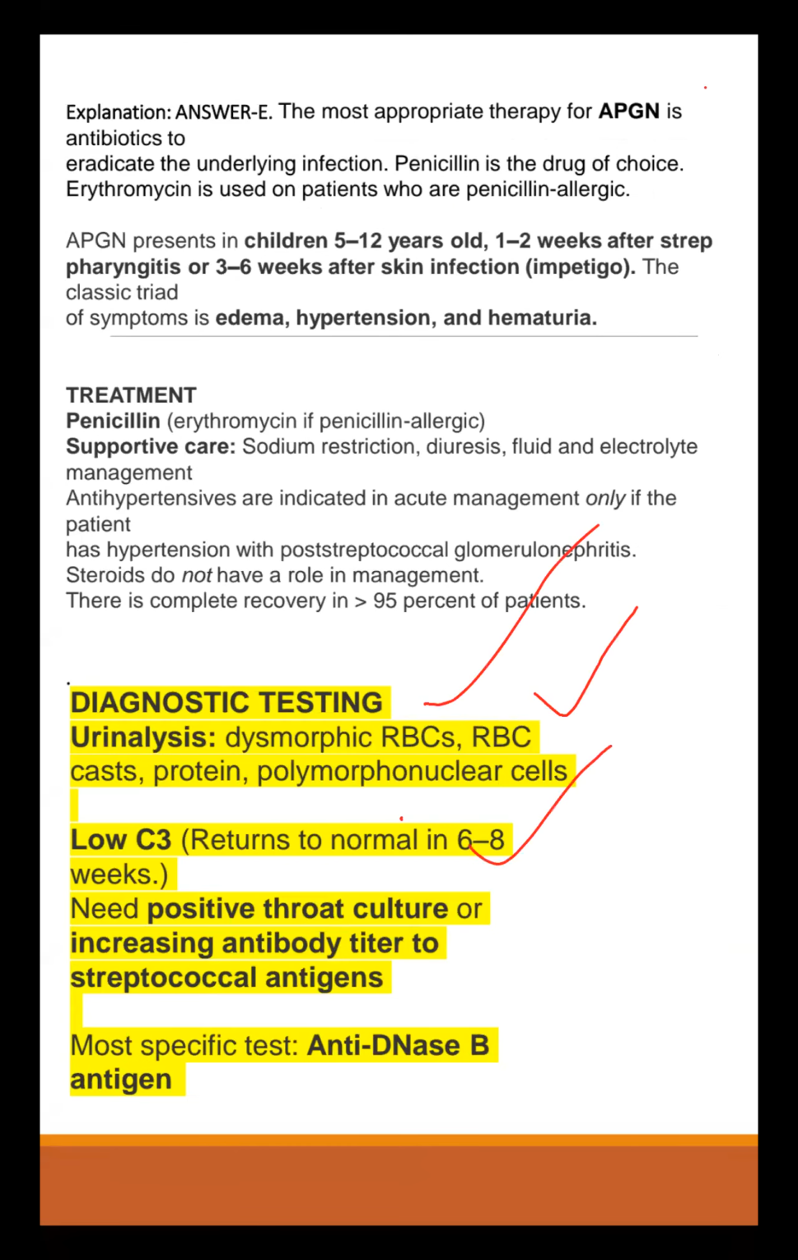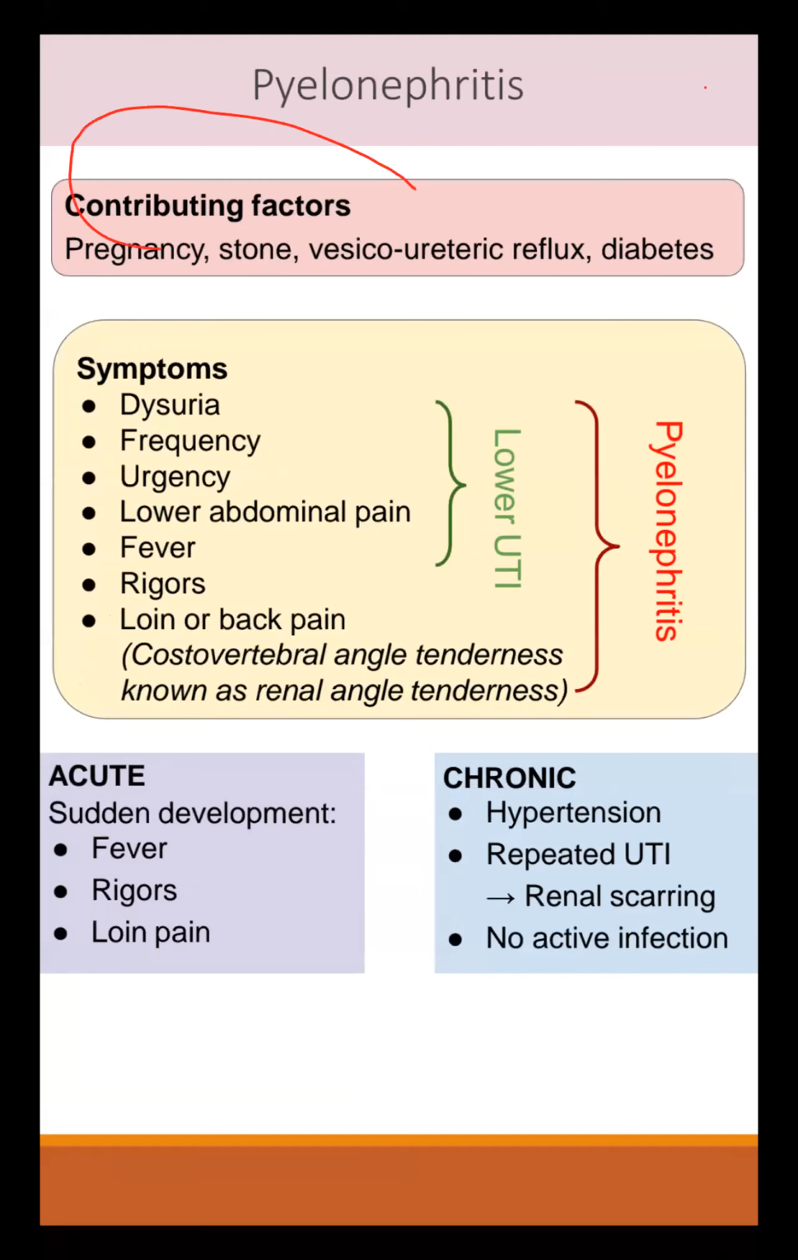Pyelonephritis. Pyelonephritis presentation with the contributing factors stone, vesicoureteric reflux, diabetes: dysuria, frequency, urgency, lower abdominal pain, fever, rigor, with the pyelonephritis presentation, lower urinary infection. So chronic case, hypertension, repeated urinary infection. These are the chronic case of pyelonephritis. For acute case, fever, rigor, loin pain.